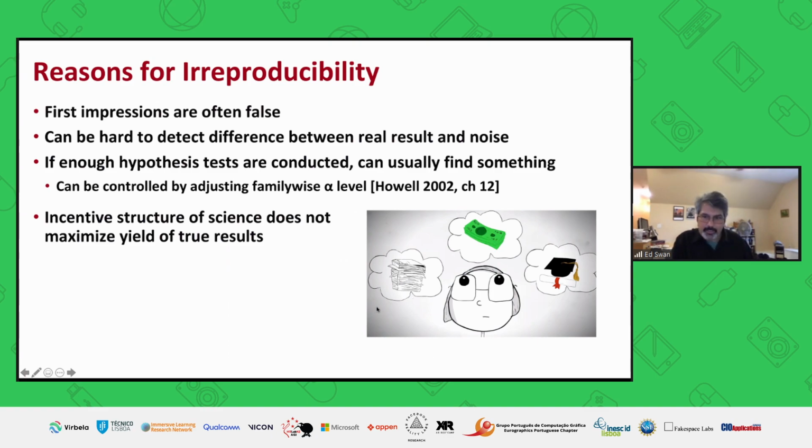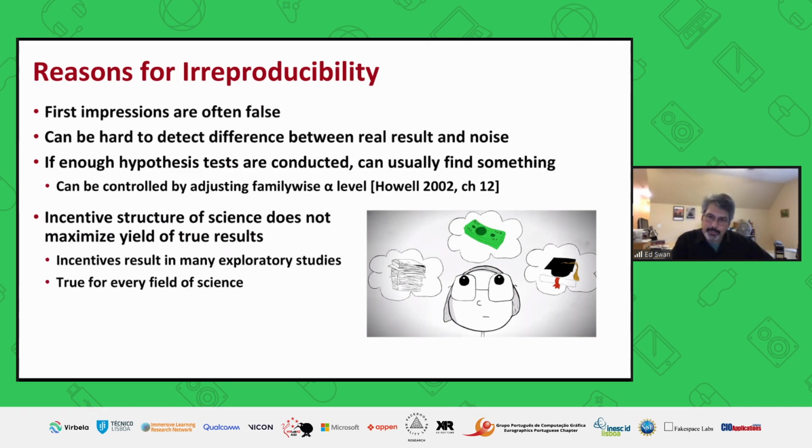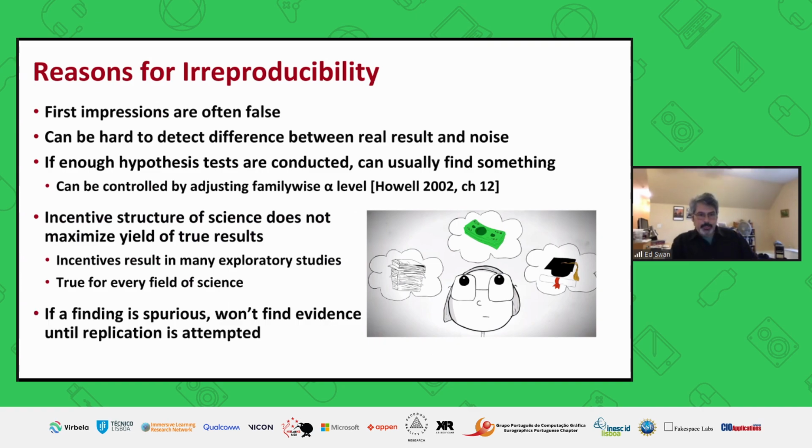And these incentives, how you get papers published, how you get funding, how you get your degree, how you become an associate professor, a full professor, a senior scientist, etc. How these things happen results in many exploratory studies. And this is true in our field, and it's true for every field of science. If a finding is spurious, we don't know that until a replication is attempted.